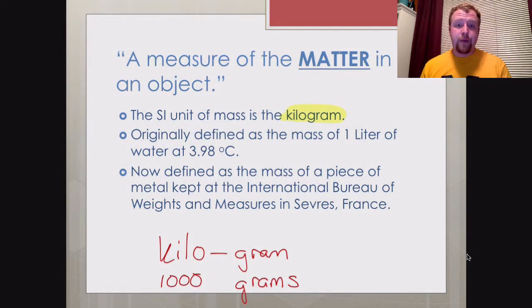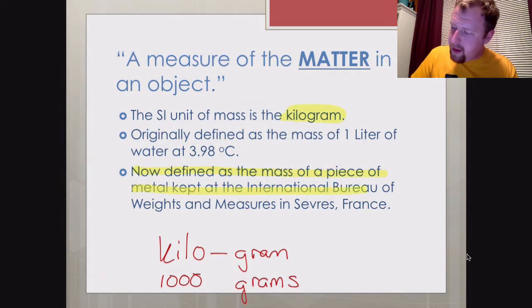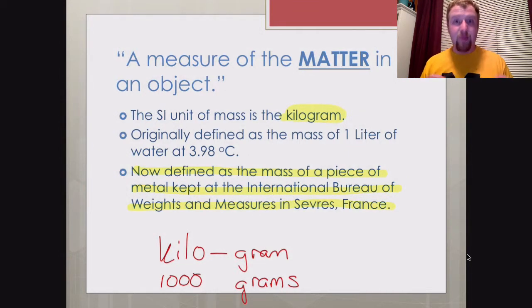Now, believe it or not, the standard that scientists use to make sure that everyone's on the same page is a block of metal sitting in France. That's right. If you look at the third bullet point here, it's a piece of metal kept at the International Bureau of Weights and Measures in France. There's a piece of metal in France that is our standard for the kilogram. It's a physical object that we all use to make sure that everyone has the same standard for the kilogram.